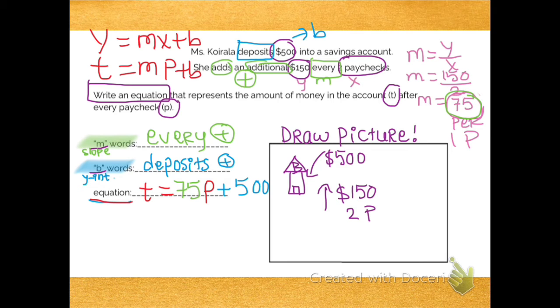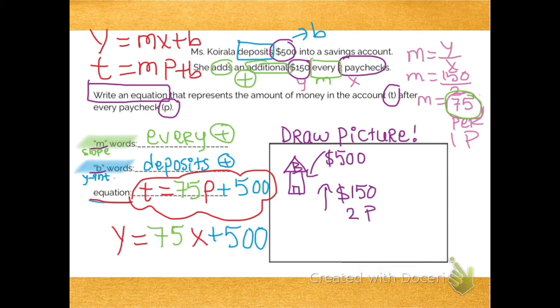So we have positive y-intercept and positive slope because we are depositing money into the bank and adding $150 every 2 paychecks, which is $75 per one paycheck, okay? So this is your equation. I'm going to put a cloud around it so it stands out. Okay, so if we were to write this equation, guys, in y equals mx plus b, what would it look like? Okay, so it would look like y equals 75x plus 500.